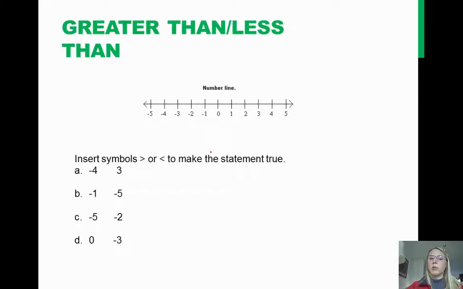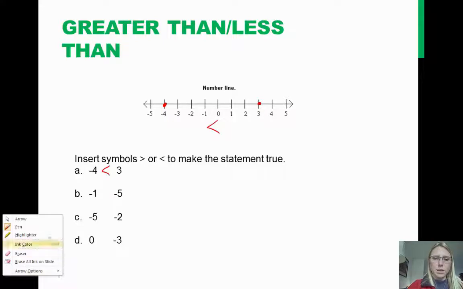So let's look at greater than and less than symbols. I want to first plot these 2 points, -4 and 3. So -4 is right here, and 3 is right here. Notice that -4 is below 3. I'm pointing towards the -4 because it's a smaller number, so I'm going to use this.